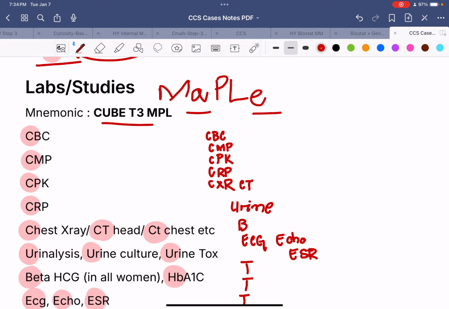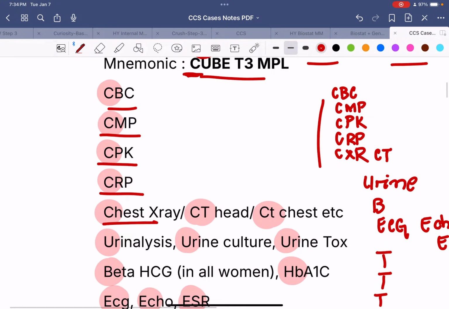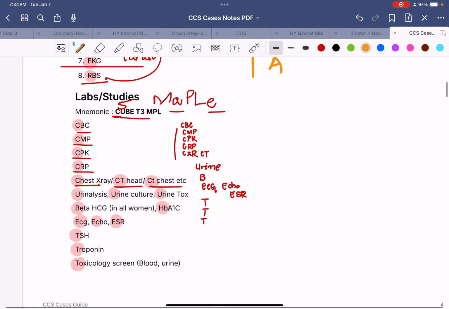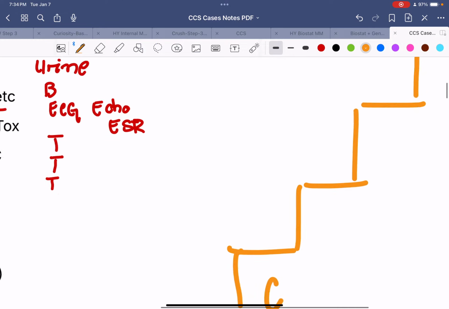So okay, let's begin. The first step would be the cube. In the cube would be the 5 C's: CBC, then CMP, complete metabolic profile, creatinine phosphokinase, CRP, and chest X-ray, CT scan, and CT chest. So that is in our step ladder in which we are going to go. This is our step number 1 in cube T3 MPL. So in the cube, we are doing the 5 C's.